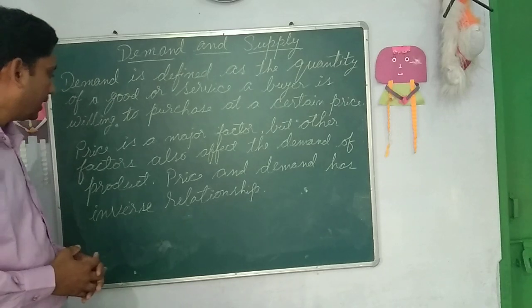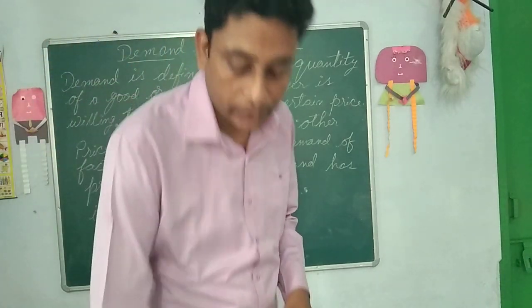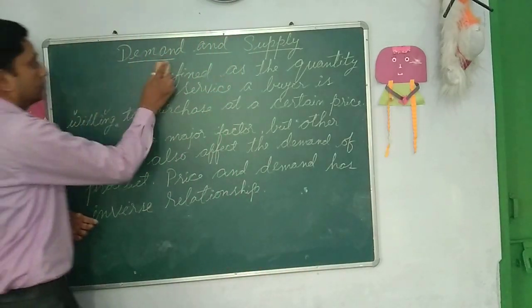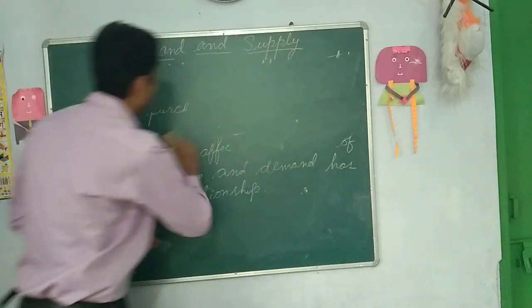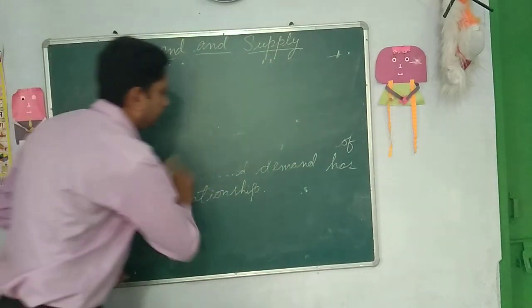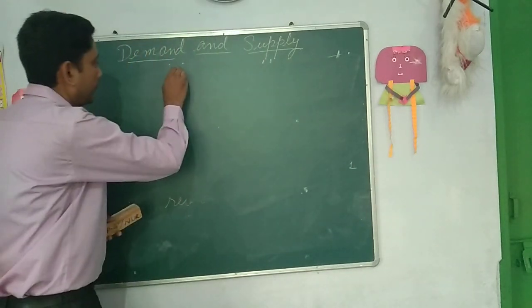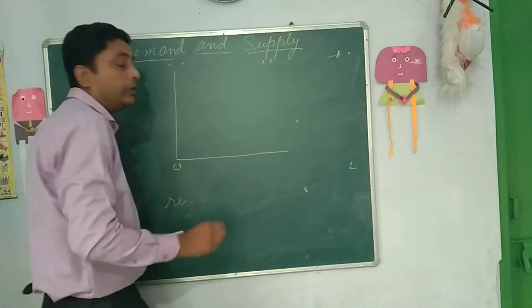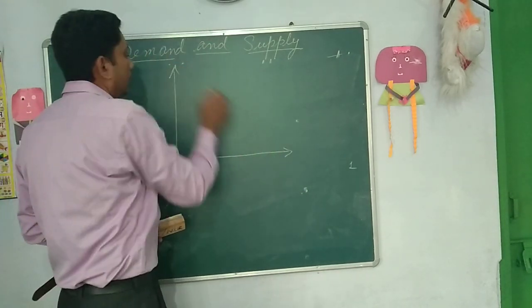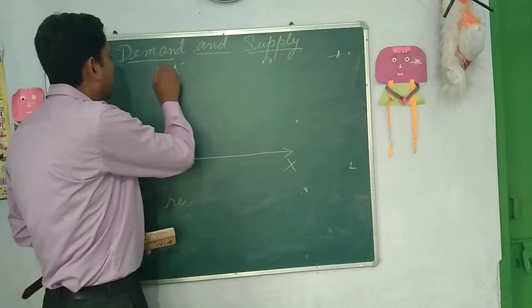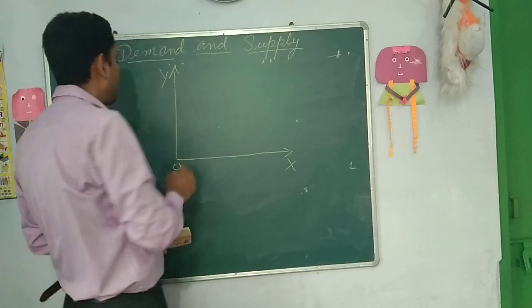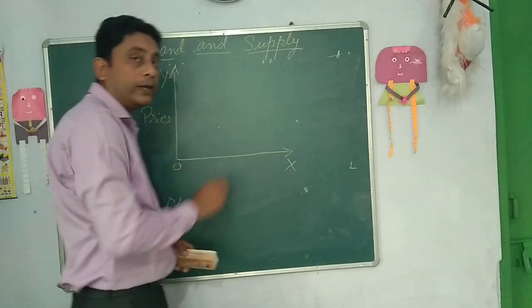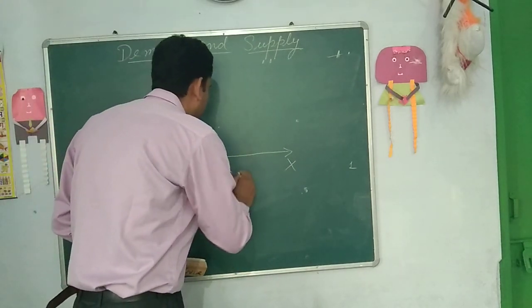Now price and demand have an inverse relationship. You will get to know how it has an inverse relationship. These are the two axes. This is the origin point. We can refer to this as the OX axis and this as the OY axis. The OY axis we will refer to as price, and the OX axis is referred to as demand.